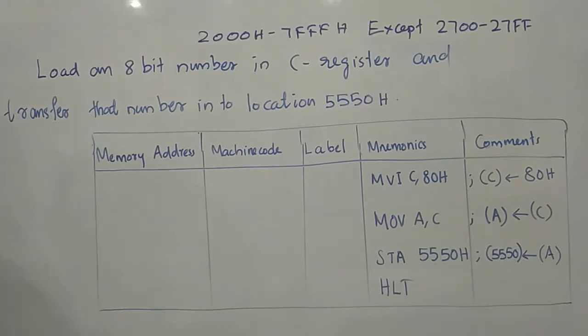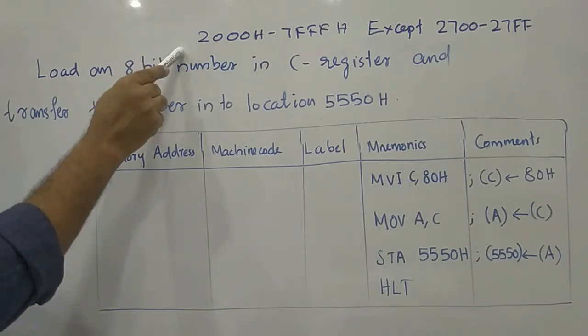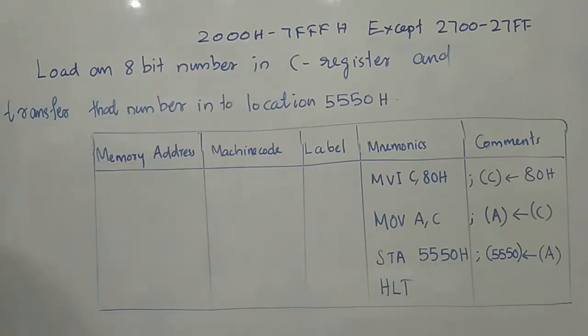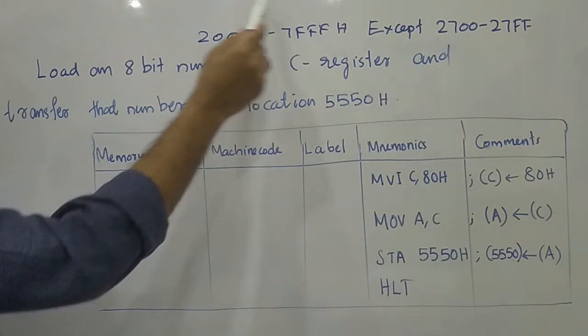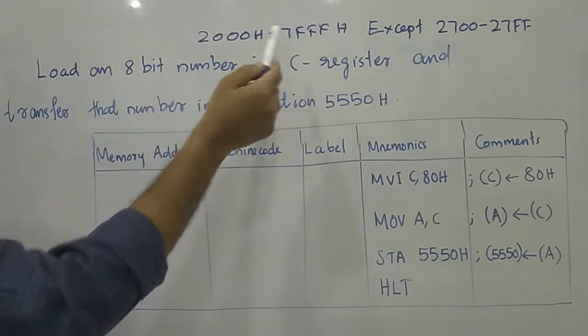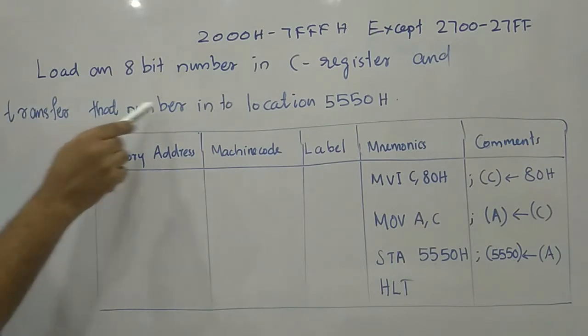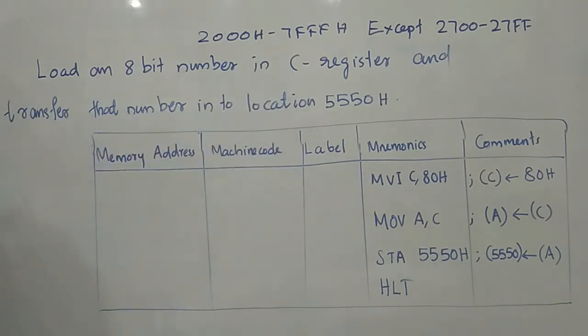Here we have a microprocessor kit, namely STS85, with memory range varying from 2000H to 7FFH. So here you can use any memory location in this range except this location. In order to see the basics of how to enter a program into the microprocessor kit, let's consider a simple example. Here the problem is: load an 8-bit number in C register and transfer that number into location 5550H.